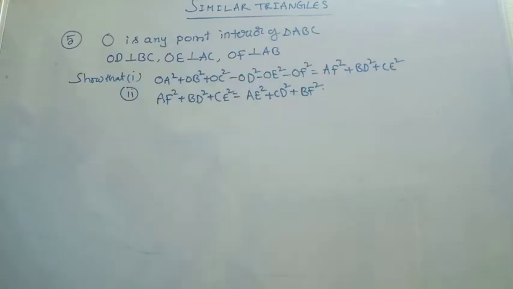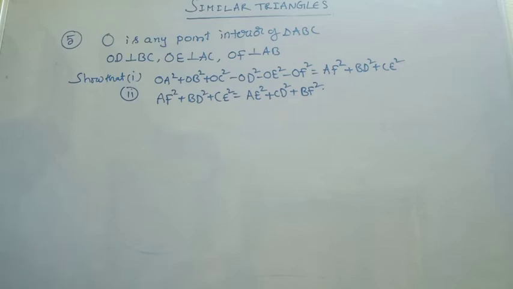Now see this particular problem, it is also important. O is any point interior of triangle ABC. They have given that OD perpendicular to BC, OE perpendicular to AC, OF perpendicular to AB. Then we need to prove these two things. Number one: OA square plus OB square plus OC square minus OD square minus OE square minus OF square is equal to AF square plus BD square plus CE square. Number two: AF square plus BD square plus CE square is equal to AE square plus CD square plus BF square.